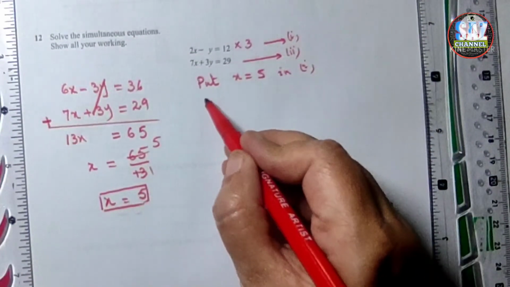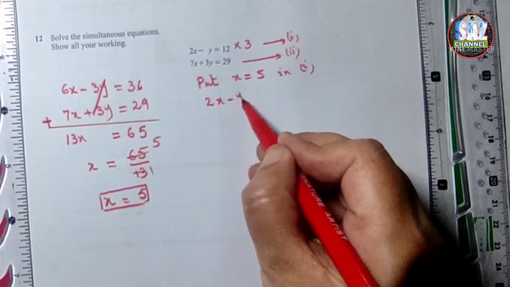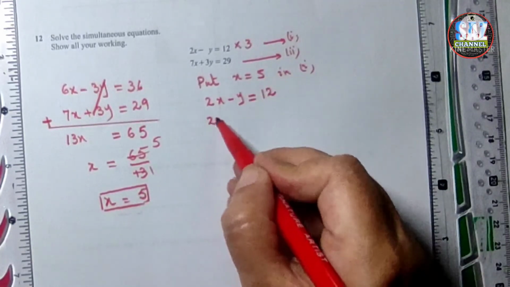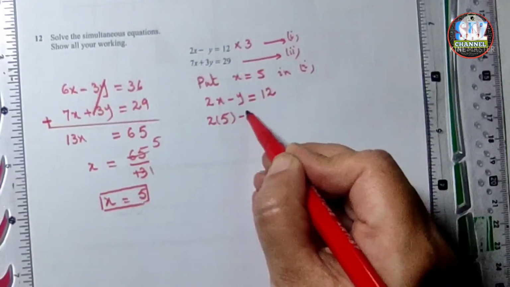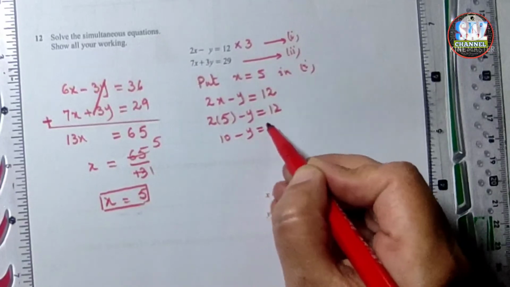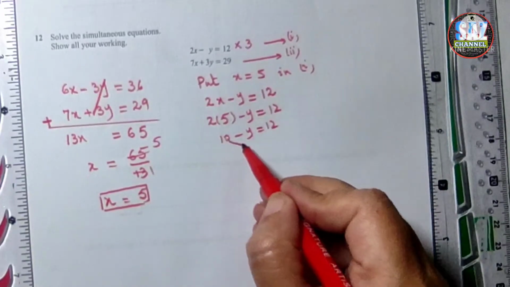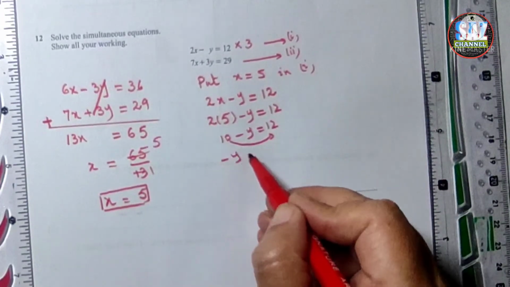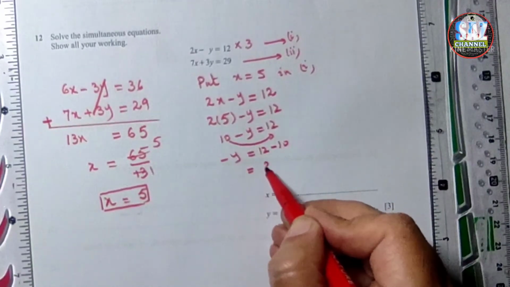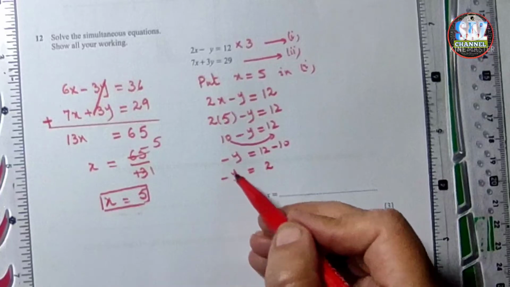X equals 5. The actual equation is 2x minus y equals 12. So 2 times 5 minus y equals 12, which is 10 minus y equals 12. Shift 10 to the other side: minus y equals 12 minus 10. This will give me 2, so minus y equals 2.